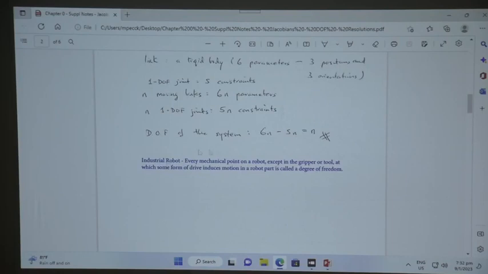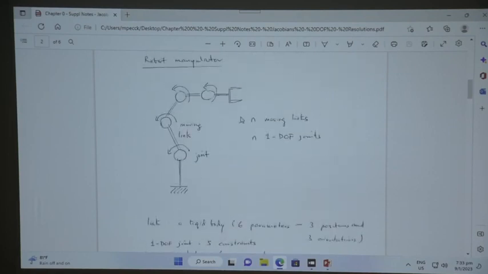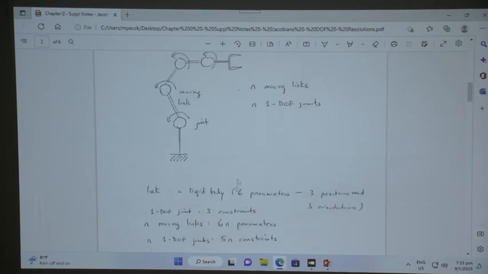So for an industrial robot, every mechanical part of a robot, except the gripper or tools, will have some form of joint that induces the motion in the robot part. So this is called a degree of freedom. So when you look at the robot manipulator itself, you can tell the degree of freedom of the robot manipulator pretty easily. You can simply count the joints. But you need to know why you can simply count the joints.